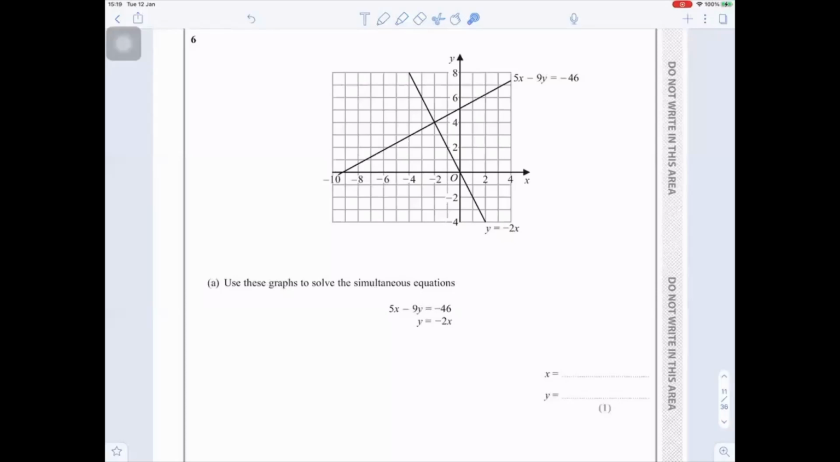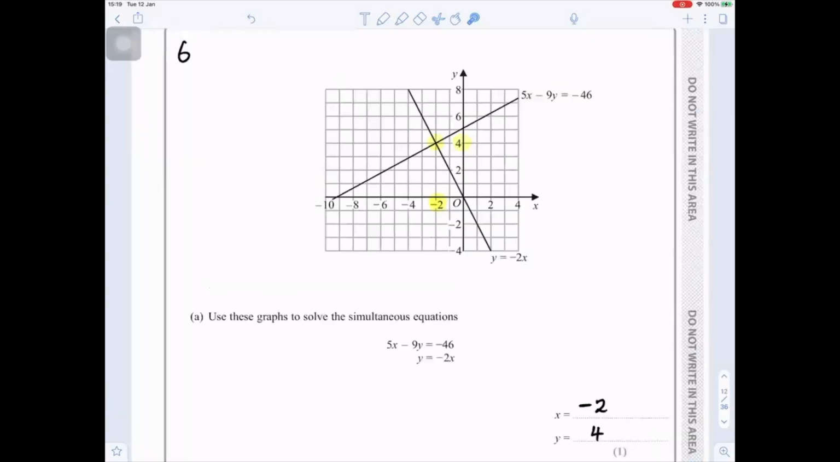Question number 6. Use these graphs to solve the simultaneous equation, the 2 graphs above. To solve the simultaneous equation, you look for where the 2 graphs meet. They meet at this point there. So the point where the 2 graphs meet is the solution.